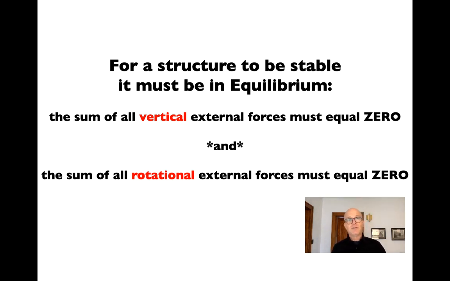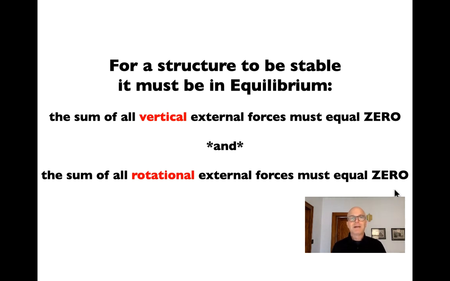The slightly trickier thing is to remind ourselves that we also need to stabilize a beam rotationally. So the sum of all the external forces that are trying to rotate the beam also have to equal 0. Vertical forces are fairly easy, right? Up minus down. When we're talking about rotational forces, we're talking about clockwise versus anti-clockwise, forces that are going to tend to spin the beam to the right, forces that are going to tend to spin the beam to the left. And those two have to equal 0.